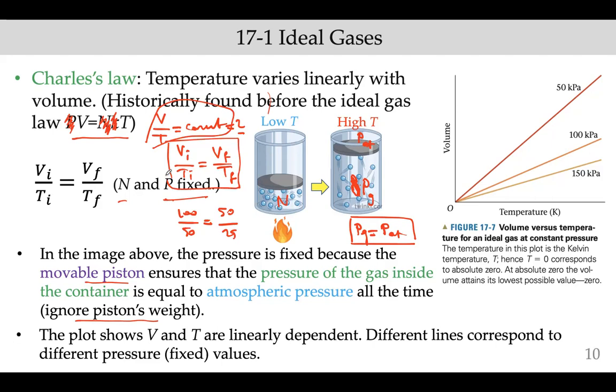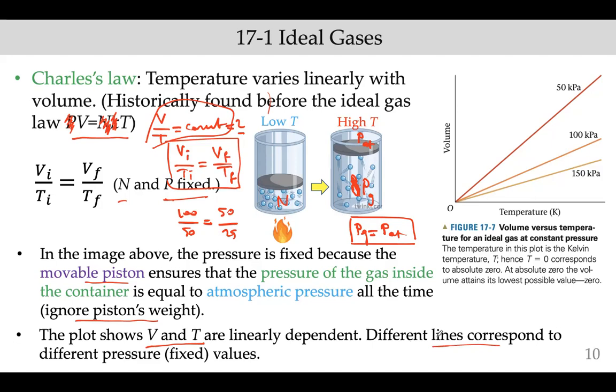So in the previous slide, Boyle's law, we had temperature fixed, but here we have pressure fixed. So the plot shows V and T, the volume and temperature. Before we had pressure and volume, but here the temperature can change, volume can change. We don't have pressure here because it's fixed. So they are linearly dependent. If you have an equation like this, then you have straight lines because of the linear dependence.